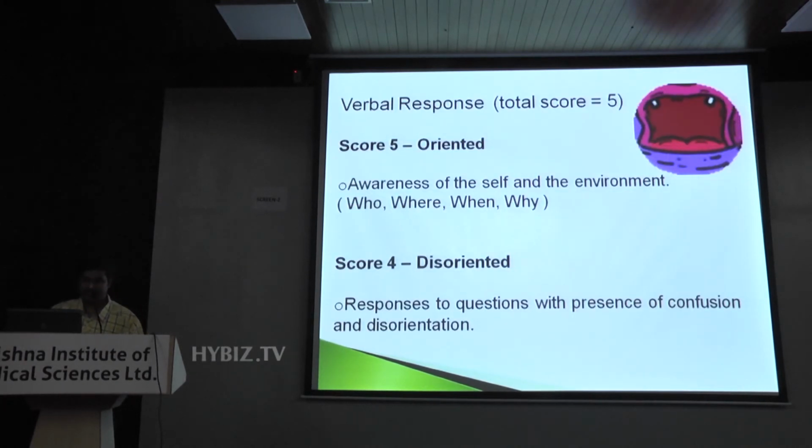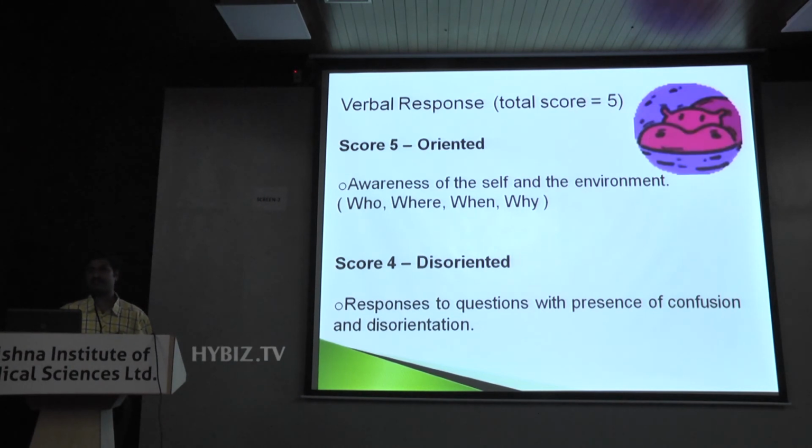So verbal response, there are 5 grades. When you give a score of 5, the patient is fully conscious. You give 3 or 4 questions testing his orientation to time, person and place, and the patient answers everything fine. He gets a score of 5.